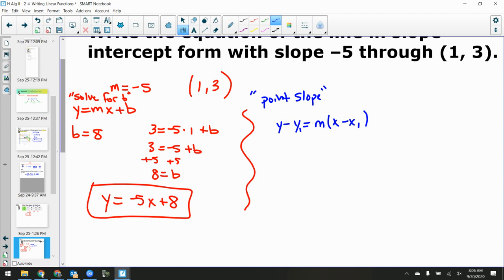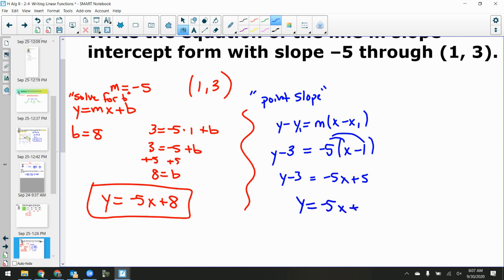So I would say this. Y minus 3 is equal to m times x minus 1. I use the coordinate 1, 3 and the slope of -5. And now, to put it into slope-intercept form, we did this yesterday, just solve for y. Distribute in, y minus 3 is equal to -5x plus 5. Add the 3 over, -5x plus 8.